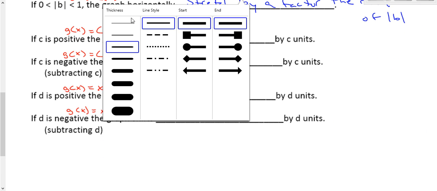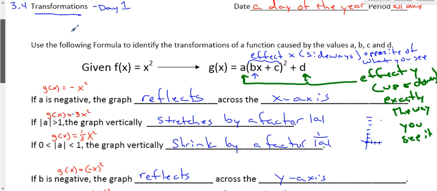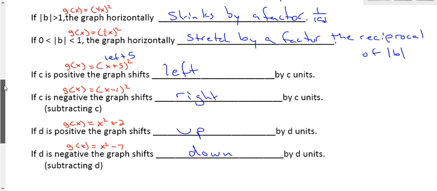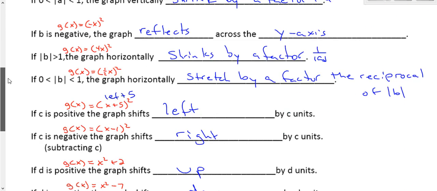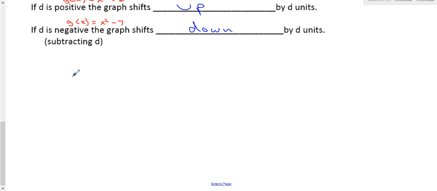All right. Now, the d, which is on the outside. If d is positive, meaning we are adding a number, then it is shifting up by that number of units. And if d is negative, meaning we are subtracting a number, then we are shifting down by that many units. Okay, so I went through a very detailed explanation of all these. Now let's look at an example or two.